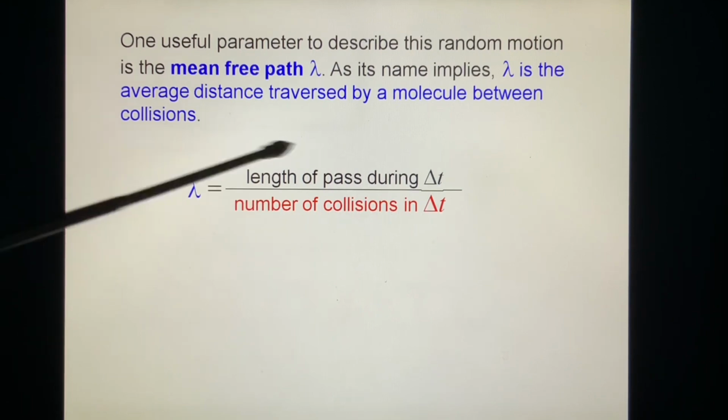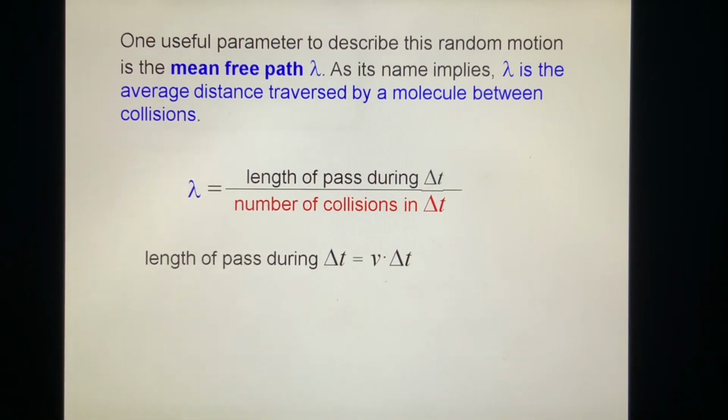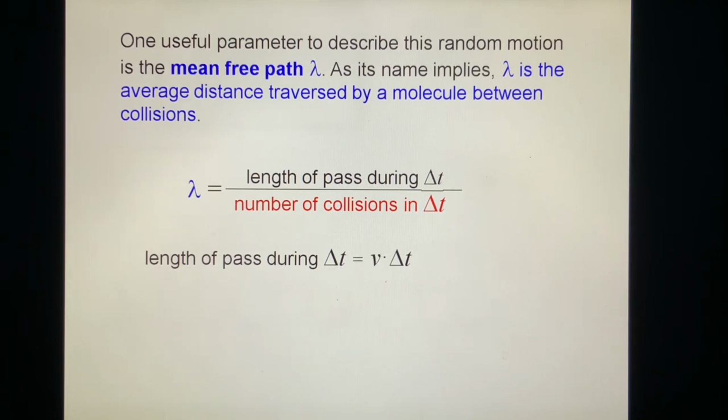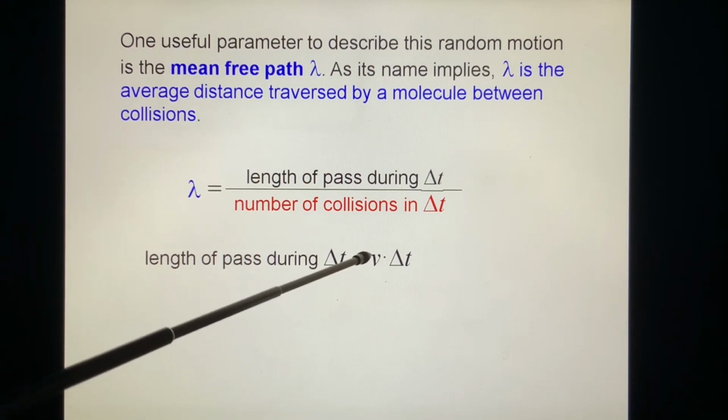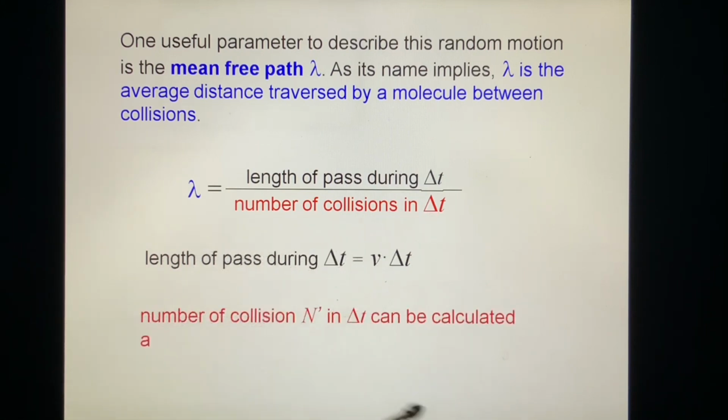Now we calculate these two. The length of path during t is v delta t. We consider v its velocity, and we also consider other molecules at rest. If we consider other molecules moving the same as our sample, then the relative speed is square root of 2 times v. The number of collisions in delta t can be calculated as follows. A little bit confusing.